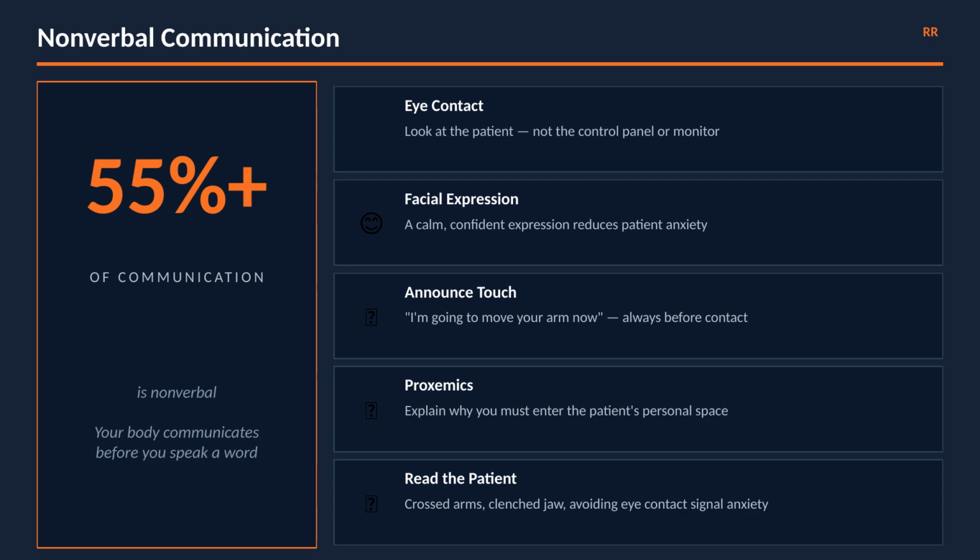And read the patient. Crossed arms, a clenched jaw, avoiding eye contact. These signals tell you more than words.